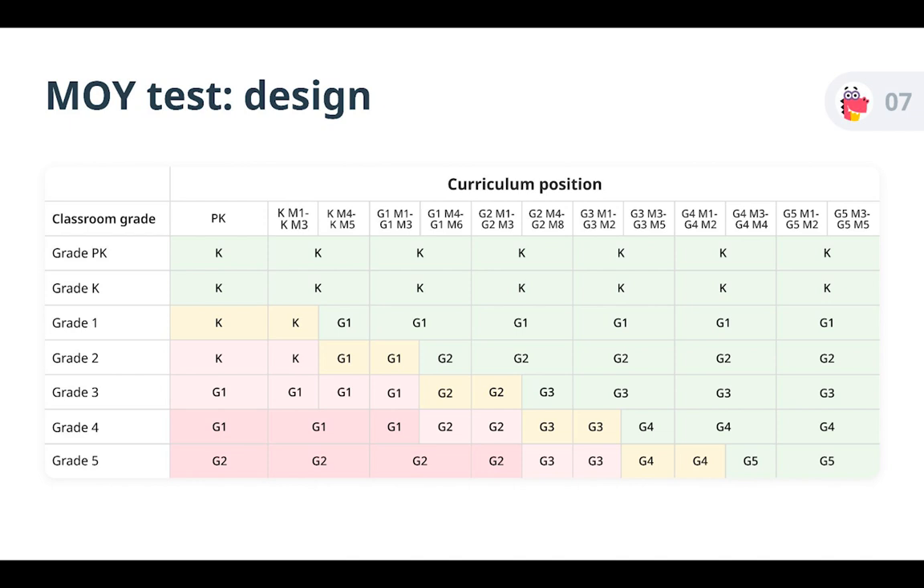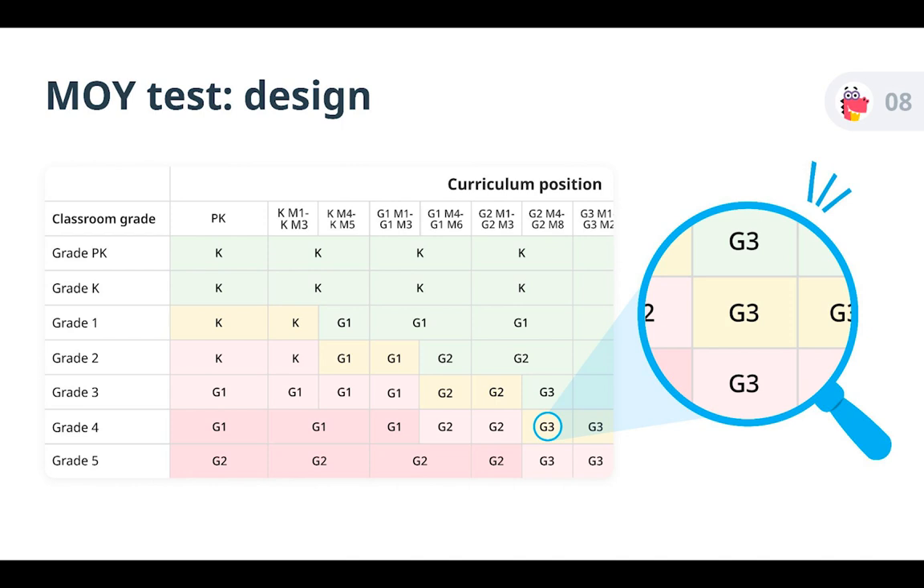Presented on the slide here are all of the possible mid-year test scenarios. As you can see, we have 4 test difficulty levels, which are color-coded red, pink, yellow, and green. 4th and 5th grades have all 4 difficulty levels, while, for example, 2nd grade only has 3.